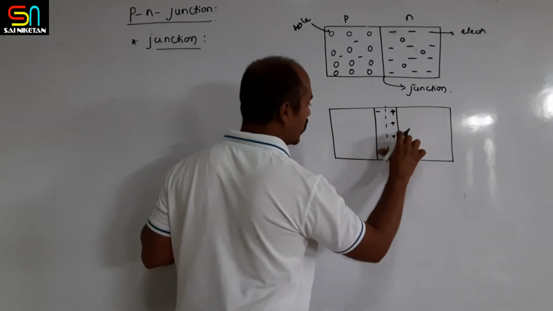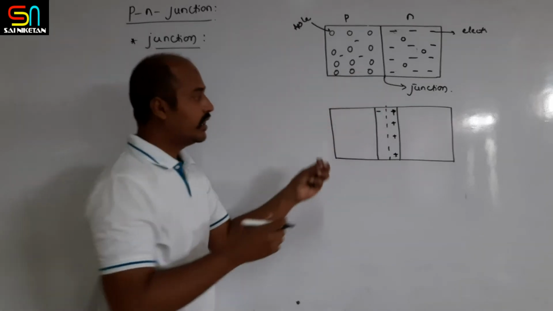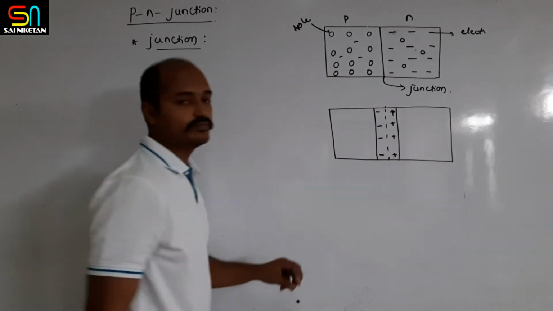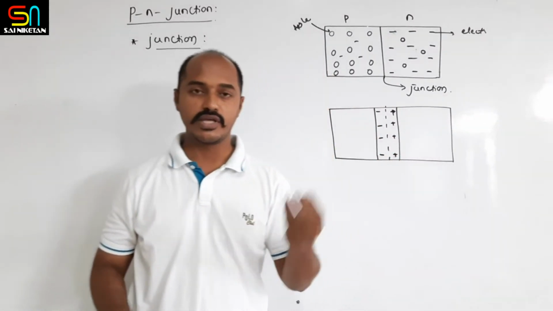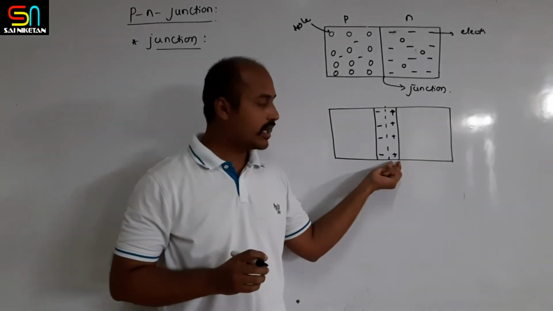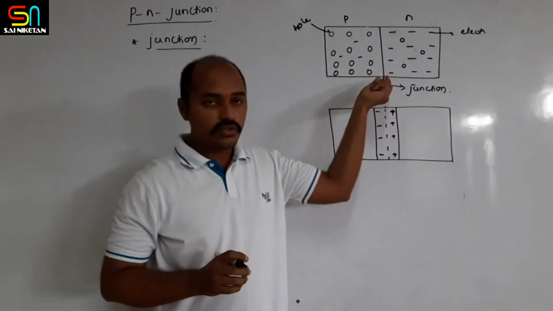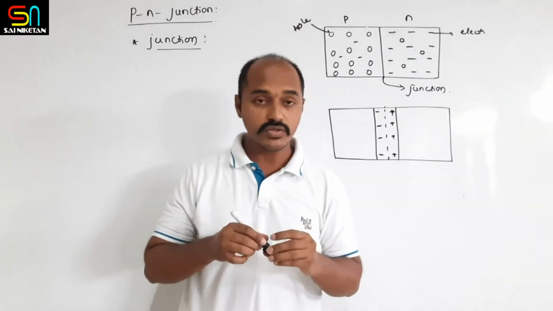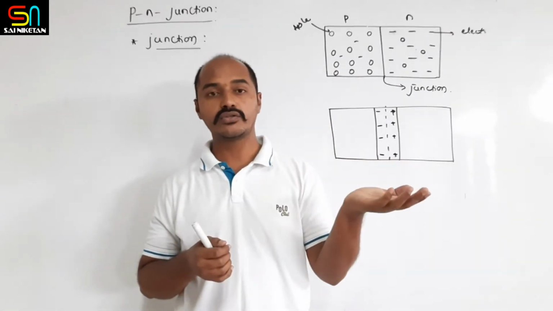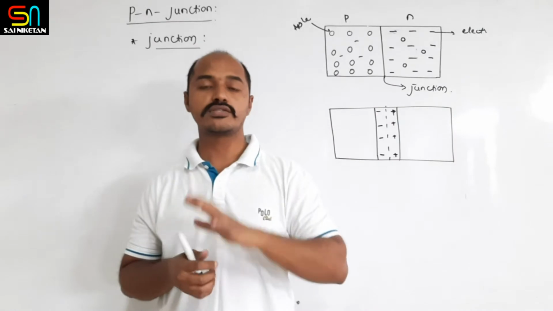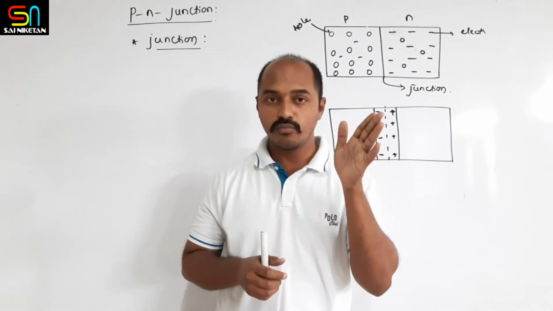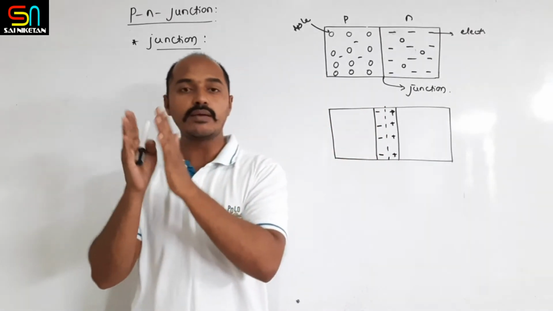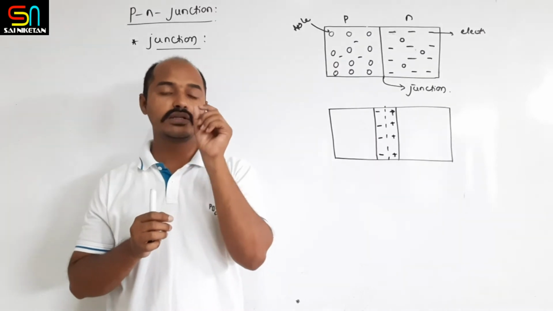Because of the electrons migrating towards the p-type, the holes are filled and the atoms become negative ions. Hence a positive part and a negative part are formed near this junction, this boundary. How is it forming? Because of the movement of electrons from n to p due to concentration difference. This process of moving electrons from the n-type semiconductor to the p-type semiconductor is called the diffusion process.